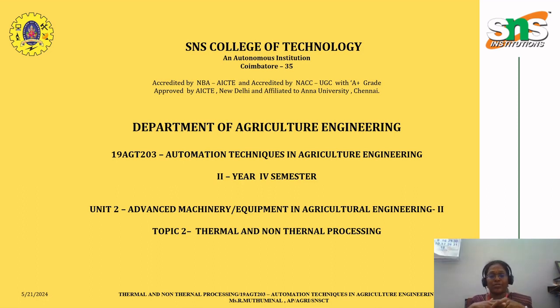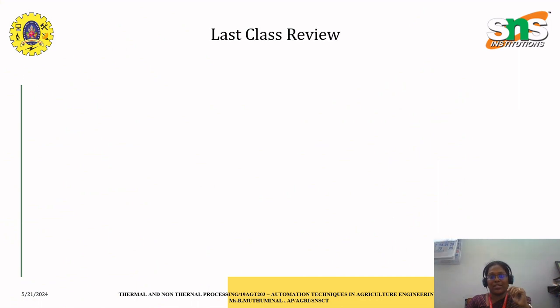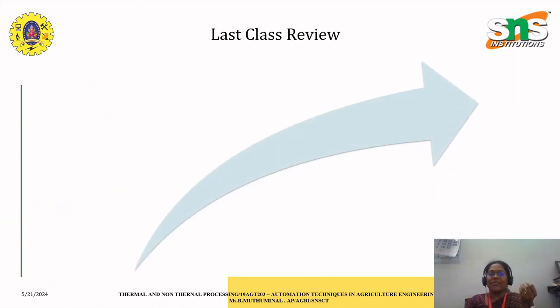Today I am going to continue the topic which we have seen in the previous class. We have seen something about food process engineering under the unit Advanced Machinery and Equipment in Agricultural Engineering, and in today's session we'll see what is thermal processing, which comes under the subject Automation Techniques in Agricultural Engineering for second year, fourth semester students.